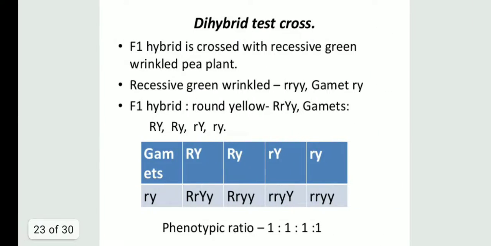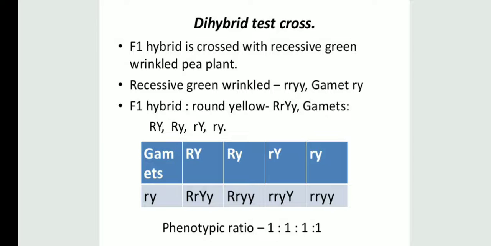Now talking about the dihybrid test cross, students, we have already done this thing. So when the F1 hybrid is crossed with the recessive green wrinkled pea plant, fine. So this is about the dihybrid cross, where we take two pairs of contrasting traits, where the recessive green wrinkled is small r, small y, and the gametes formed are small r, small y. And talking about the F1 hybrid, that is the round yellow, this one is the F1 hybrid, students, fine. These are the gametes, fine. So this is the dihybrid test cross.